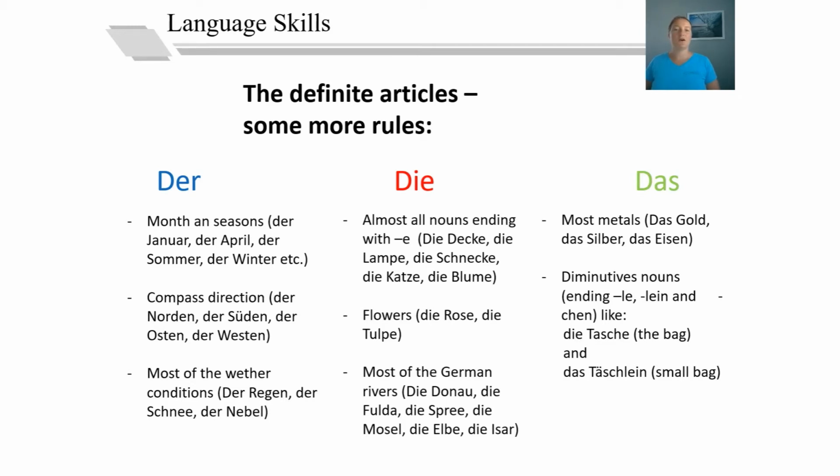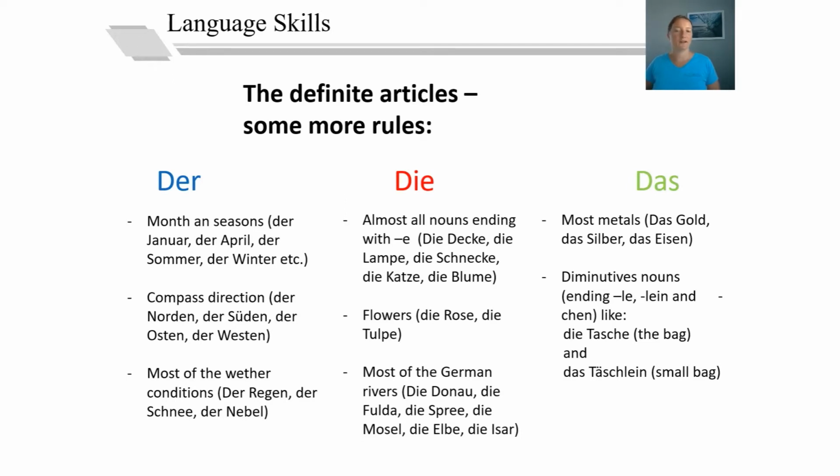Die: almost all the nouns that end with an E. Die Decke, die Lampe, die Schnecke, die Katze, die Blume. So you can say roundabout 80% of the nouns you can find in the German language that end with an E are feminine and have the definite article die. Again, not all of them, but a lot of them, roundabout 80%.